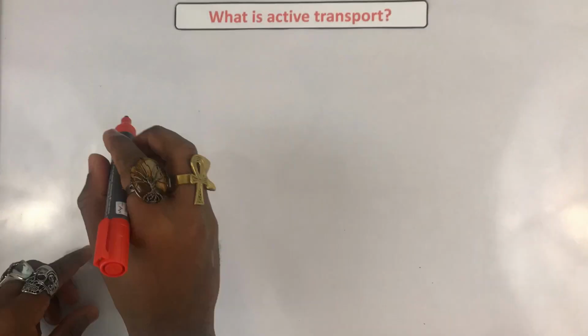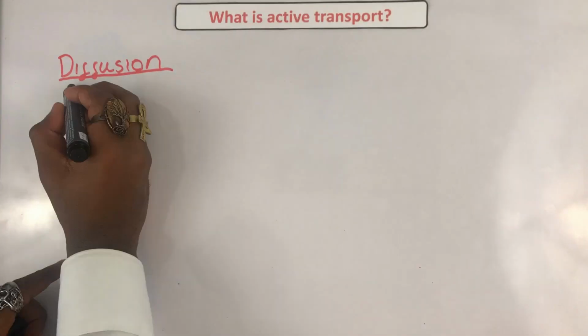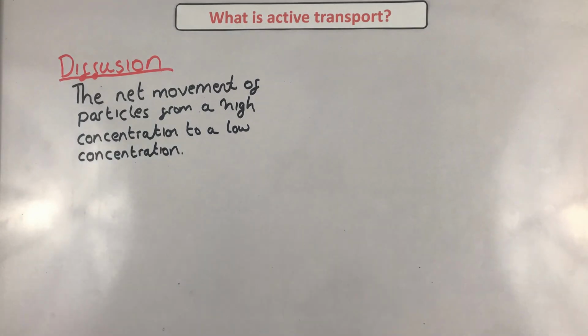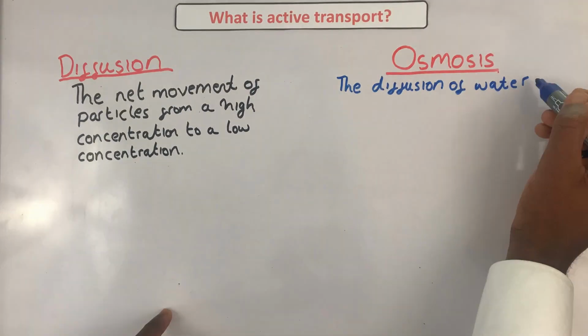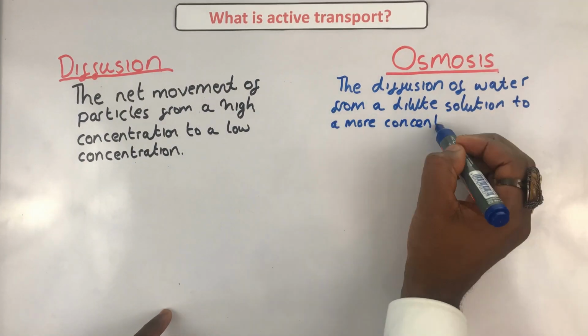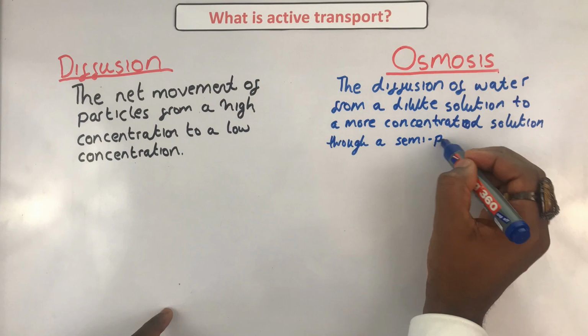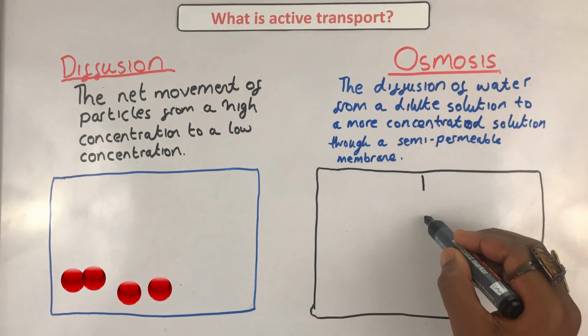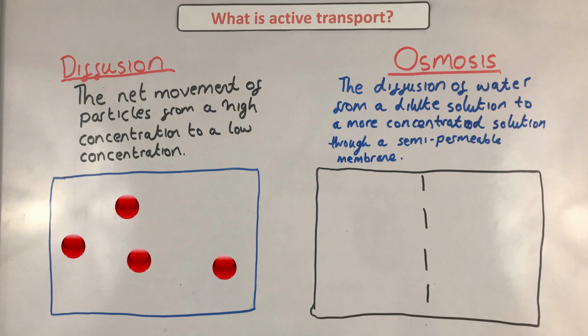Let's recap diffusion and osmosis. Diffusion is the net movement of particles from a high concentration to a low concentration. Osmosis is the diffusion of water from a dilute solution to a more concentrated solution through a semi-permeable membrane. If you haven't seen those two videos yet, click the card, because you'll be baffling yourself if you jump straight into active transport.